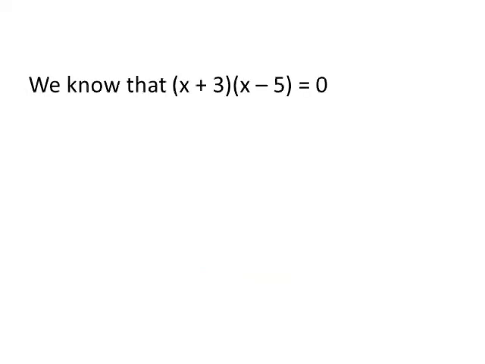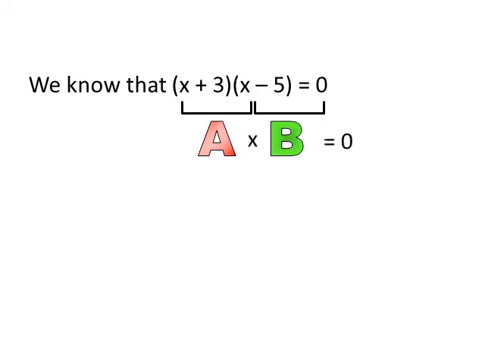Now I'm going to take an interesting quirk. I know that the quantity of x plus 3, whatever that happens to be, times the quantity of x minus 5, whatever that happens to be, equals 0. So if I consider x plus 3 to be a and x minus 5 to be b, then essentially what I'm telling you is that a times b equals 0.